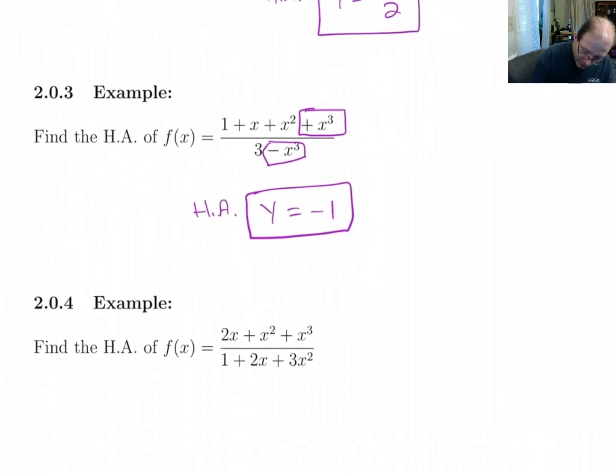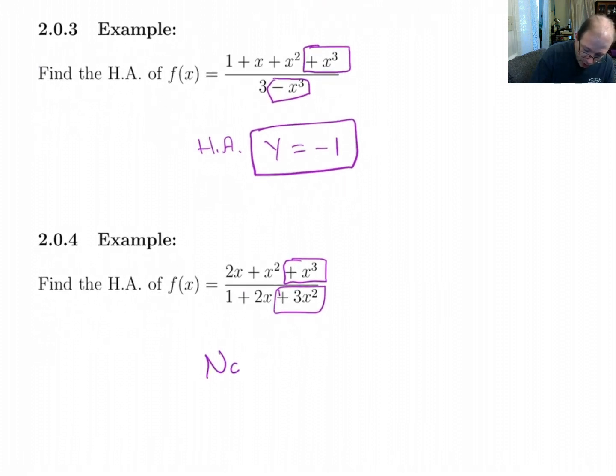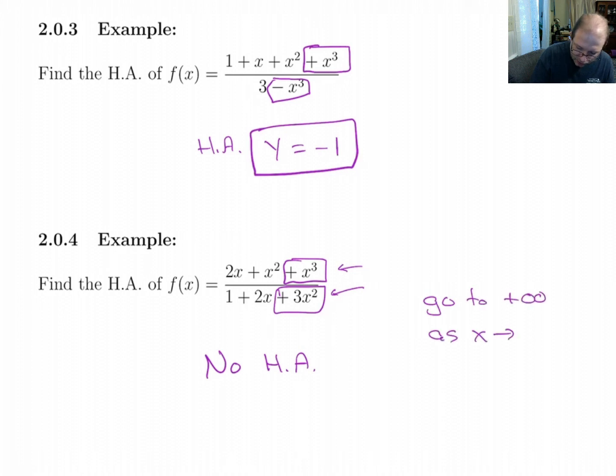All right. For this one, we've got the top has x cubed and the bottom has 3x squared. So the top here grows faster, so this thing has no horizontal asymptote. And in fact, what would happen here, when x grows large, the top is going to outrun the bottom. And since they're both positive, this would go to positive infinity as x goes to infinity.